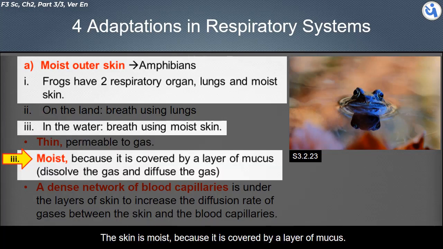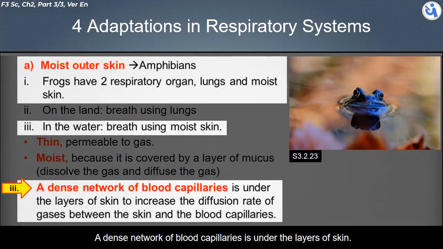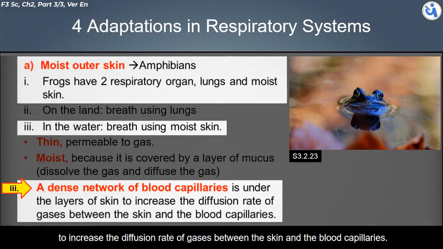The skin is moist because it is covered by a layer of mucus. A dense network of blood capillaries is under the layers of skin, to increase the diffusion rate of gases between the skin and the blood capillaries.